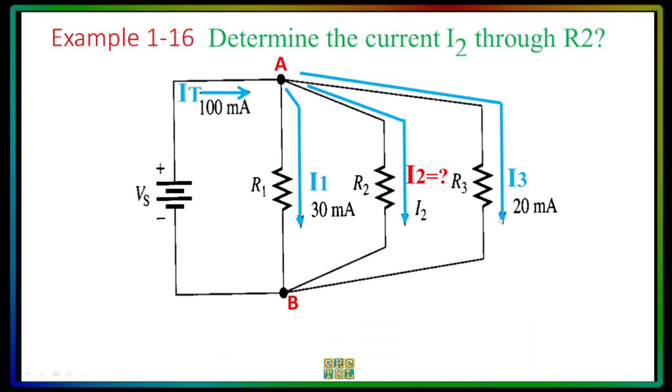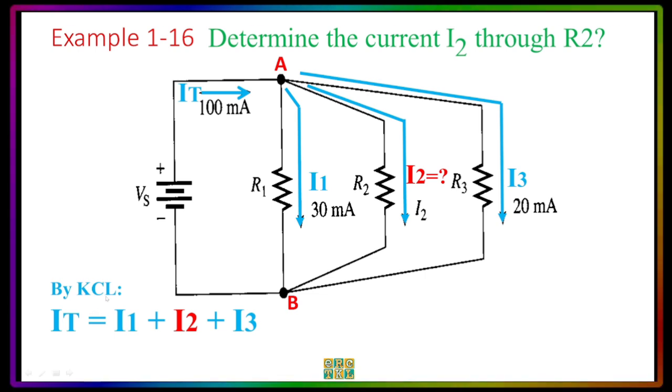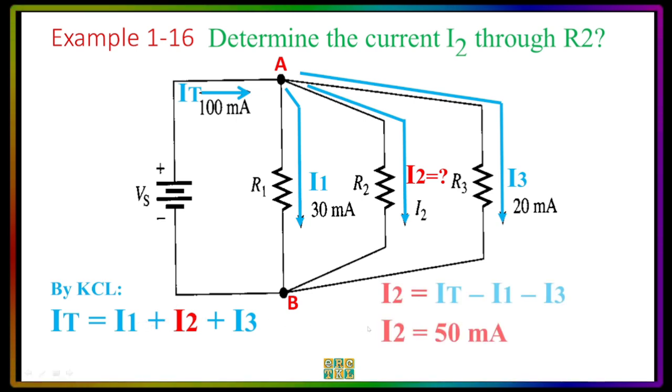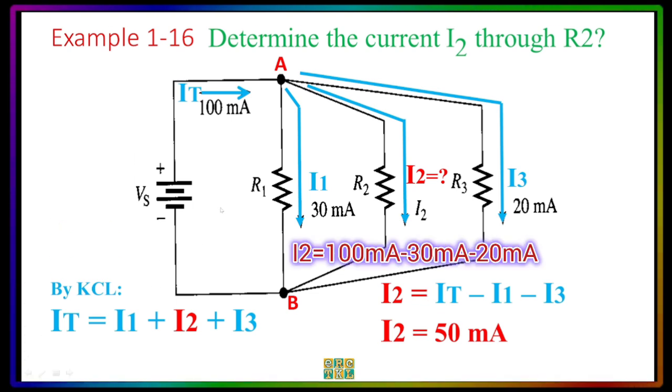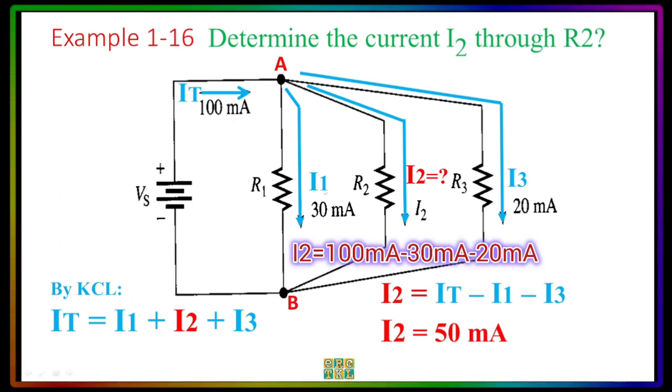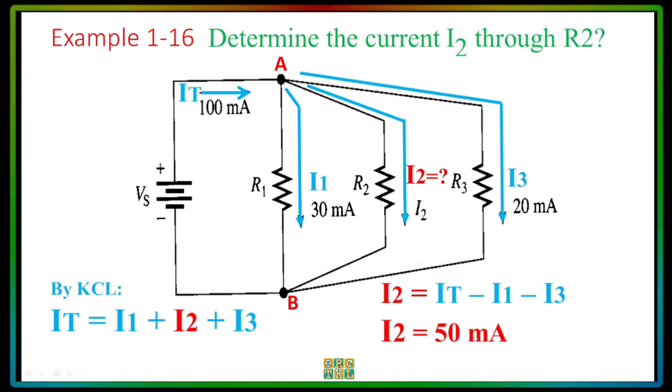So to be able to calculate I2, we will follow Kirchhoff's current law. By KCL, IT equals I1 plus I2 plus I3. Because we don't know I2, we can subtract I1 and I3 from I total. So I total minus I1 minus I3 will be equal to I2. That would give us 100 milliamperes minus 30 milliamperes minus 20 milliamperes, which is 50 milliamperes.